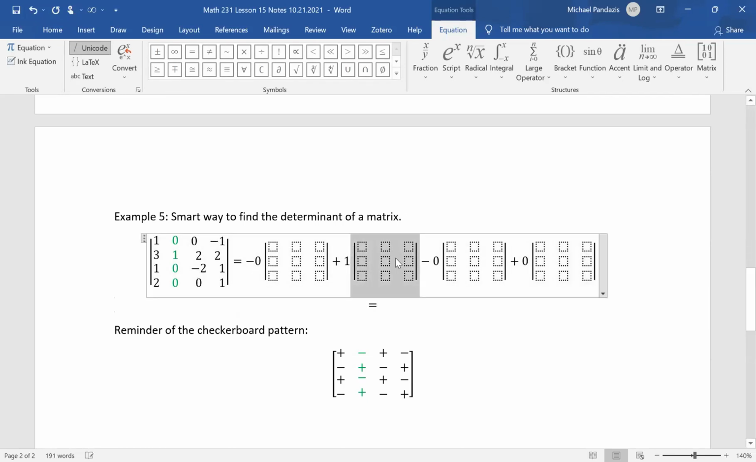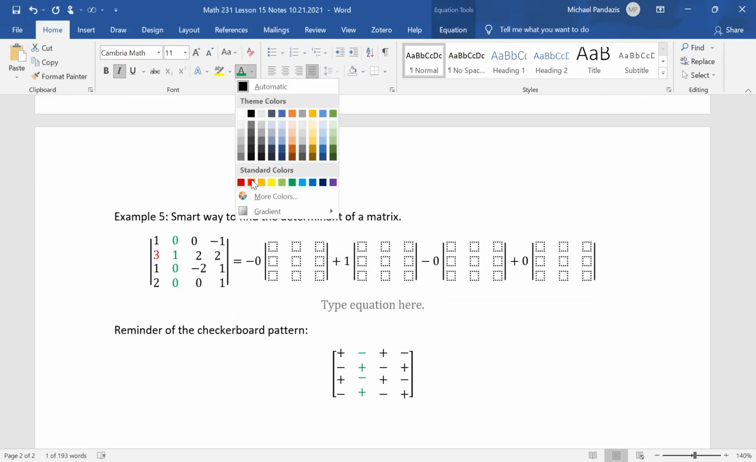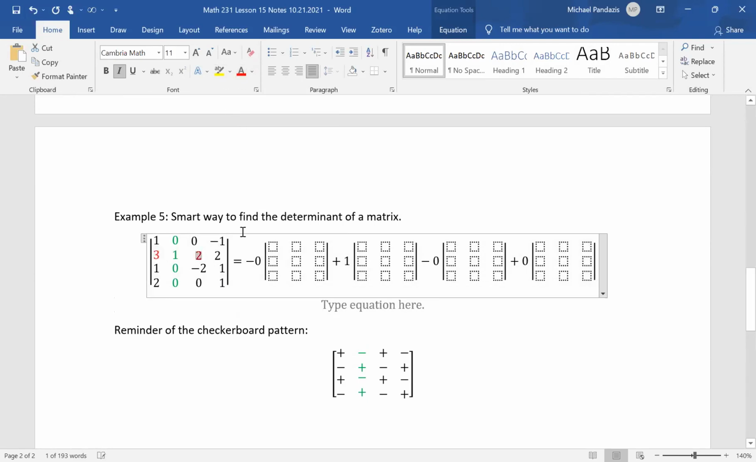But let me just talk about this one here. This entry here, you remove the column it's in, so you remove all the green entries. You also remove all the entries in the row that it sits in. So I'm removing all the green terms and the red terms. And now what's left is the submatrix that is not colored in.